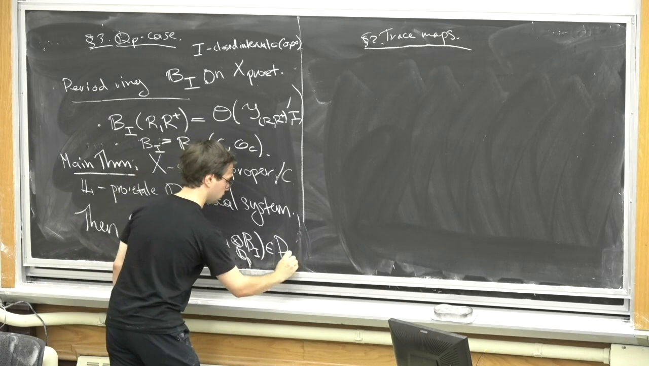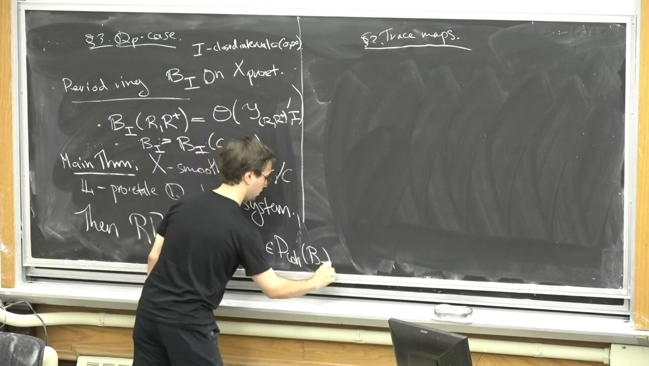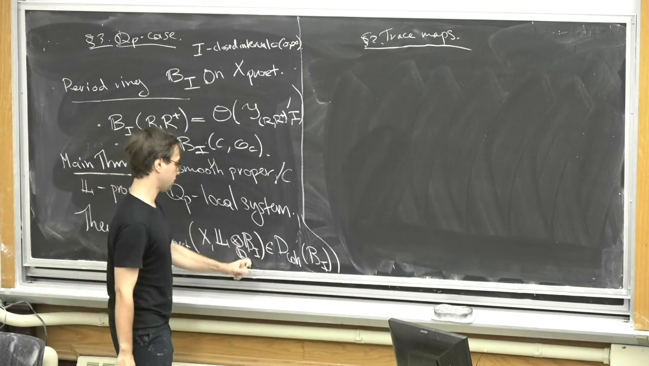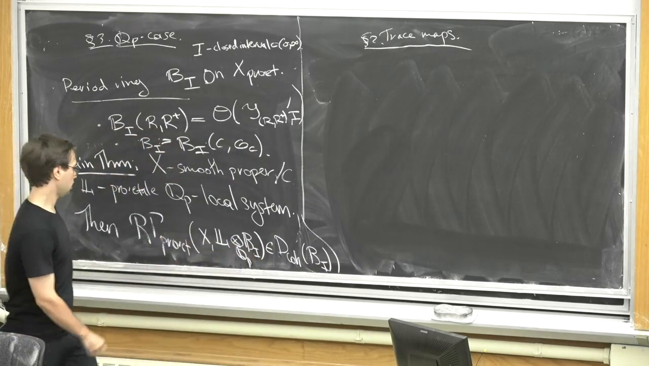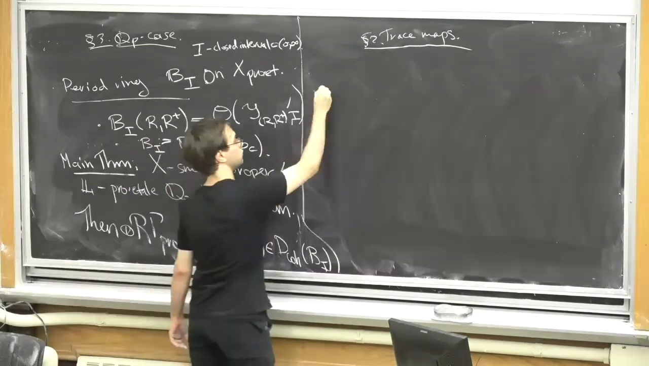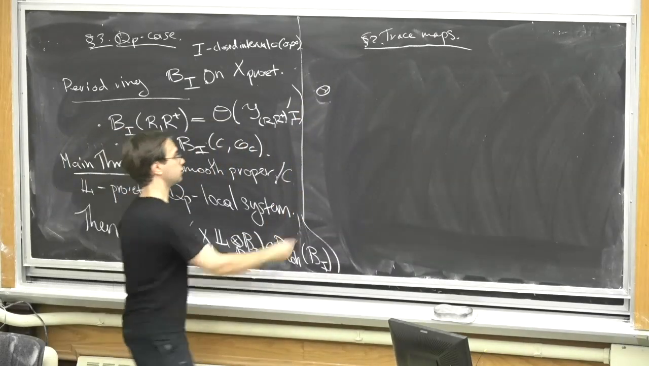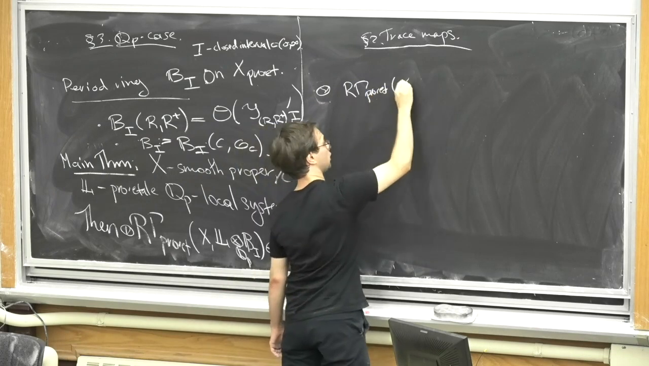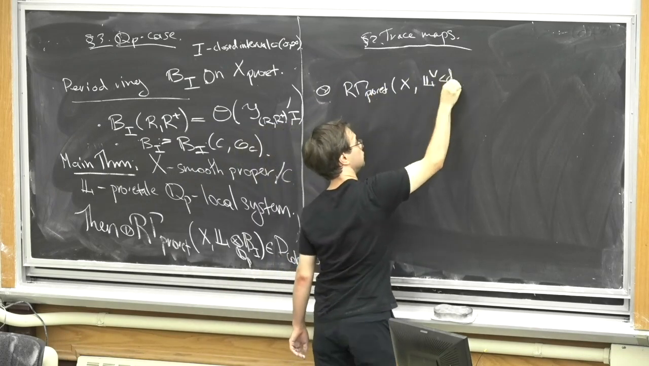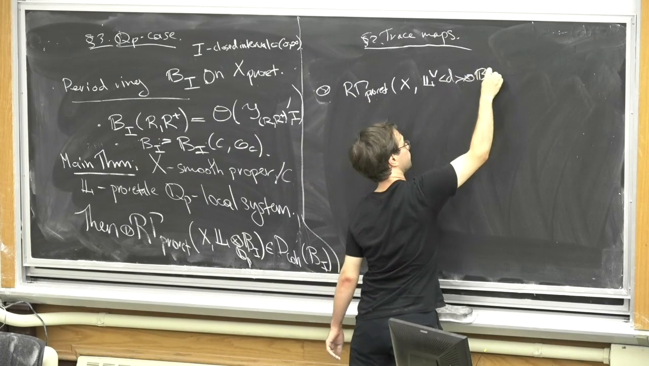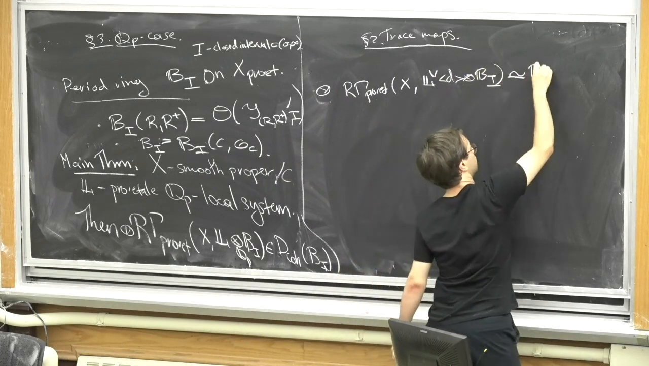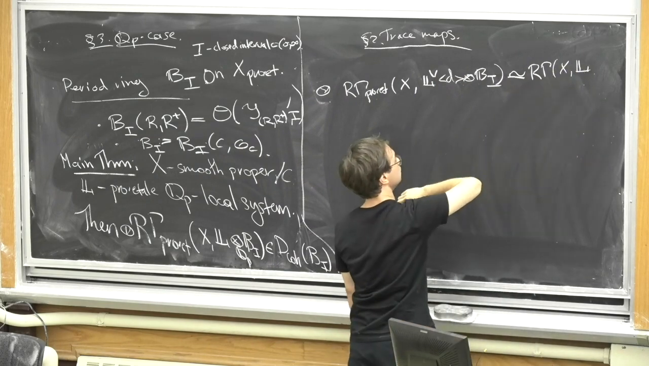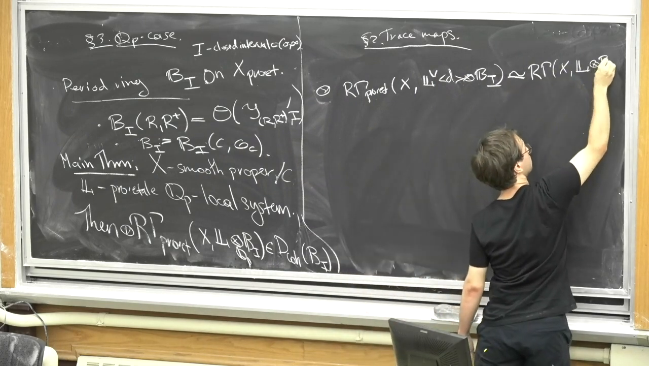is a coherent B_I module. So you get a finite statement, but after you tensor with the period ring. And R gamma of L tensor B_I is converted to R gamma of L dual, and then unit.